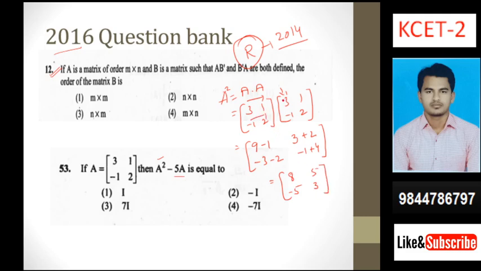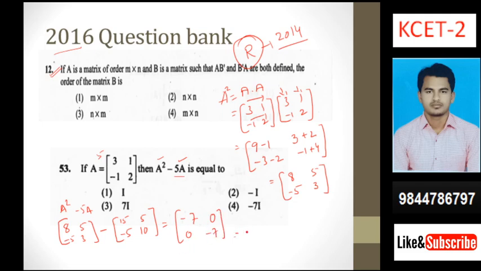It means second row with first column and second row with second column. I also need the value of 5A. So let me write A squared minus 5A. A squared is [8 5; -5 3], minus 5 multiplied in: 5 times 3 is 15, 5 times 1 is 5, 5 times minus 1 is minus 5, 5 times 2 is 10. So 8 minus 15 is minus 7, 5 minus 5 is 0, minus 5 plus 5 is 0, 3 minus 10 is minus 7.